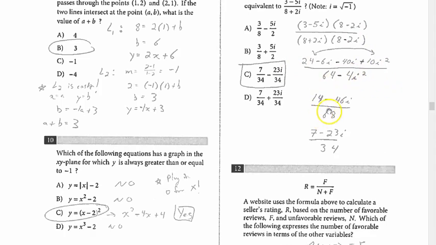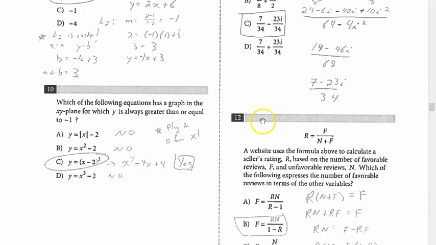That gave me 14. From here, I notice I have a common factor. These are all even numbers, so I divided each one by 2. That gave me 7 minus 23i over 34. Knowing how we break up fractions, that gave me my choice C.